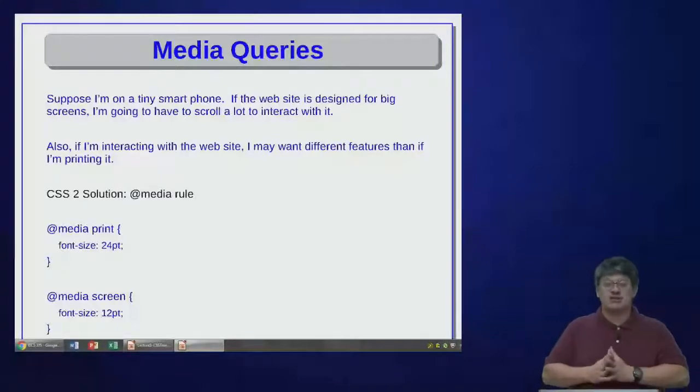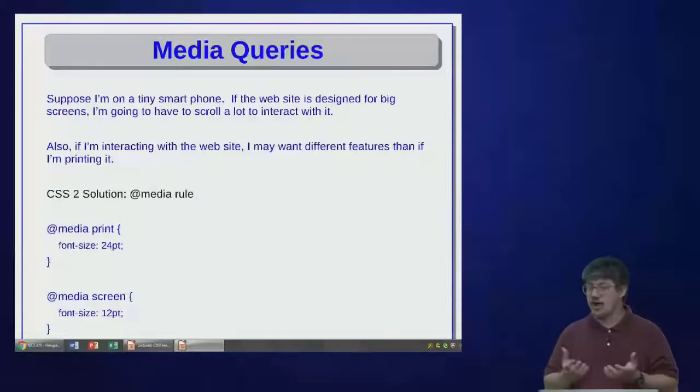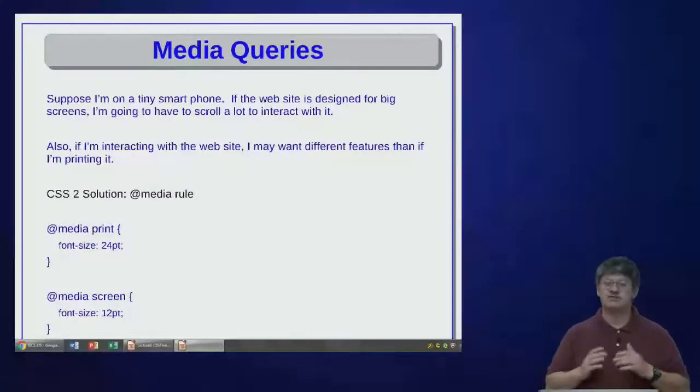So I may actually want 2 completely different sets of styles on my page. I want the same information, the same HTML and content, but I want it to appear completely differently if I'm on a mobile device or if I'm on my computer at home. So CSS2 gave us sort of a stepping stone to this. There was something called the @media rule.